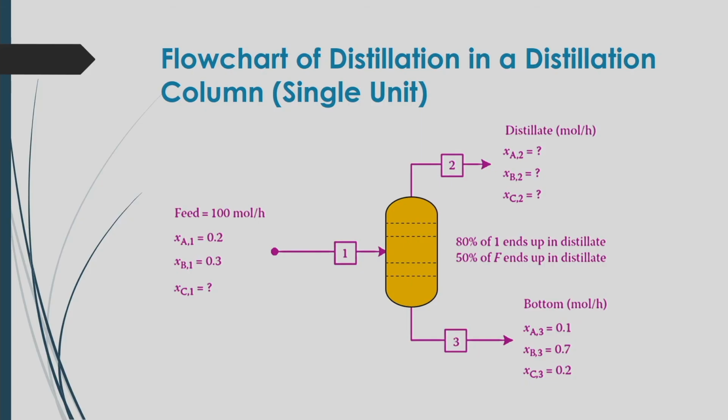Similarly, we can represent the flow chart of a distillation column like this. Here in the distillation column, a mixture of compounds like A, B, C with a certain feed flow rate will be coming into the distillation column, and after processing there will be two outputs, one as distillate and another as bottom product. Now, for this distillate, the amount is not known to you, and the composition in the distillate is also not known to you.